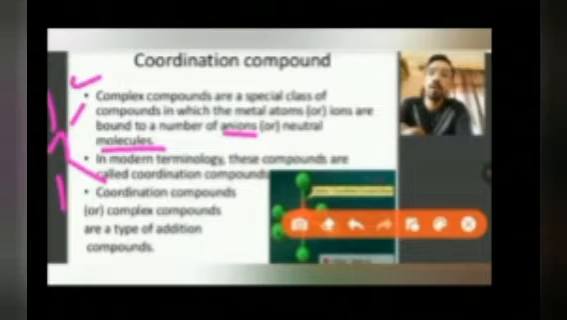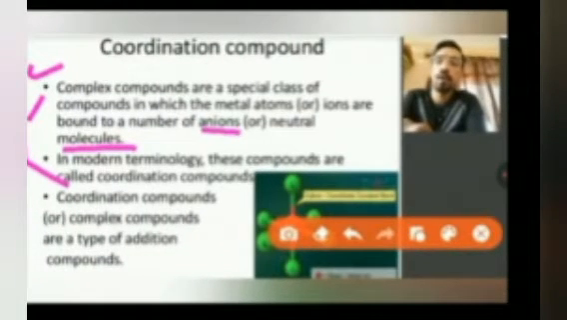So today we have started with coordination compounds. First of all, we have learned what a coordination compound is. It is those complex compounds which are a special case of compounds in which the metal atoms or ions are bound to a number of ions or neutral molecules.